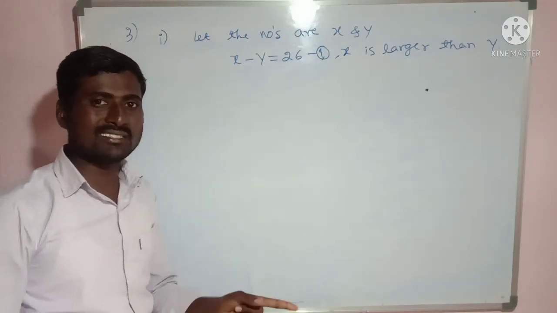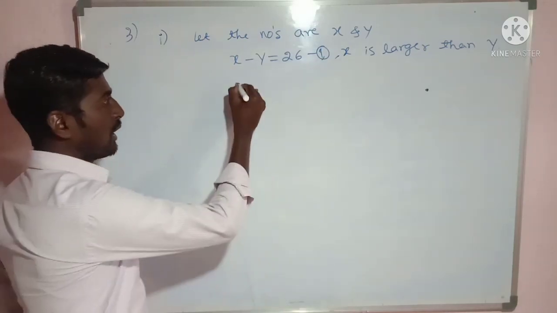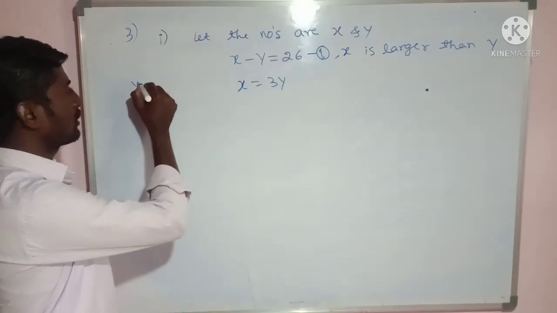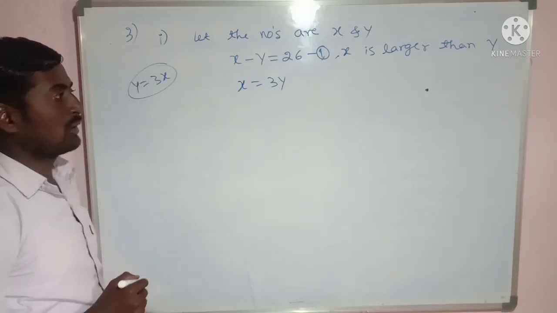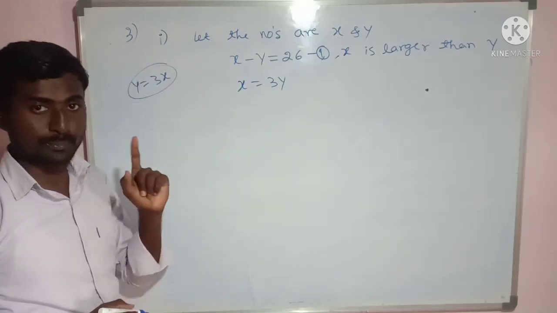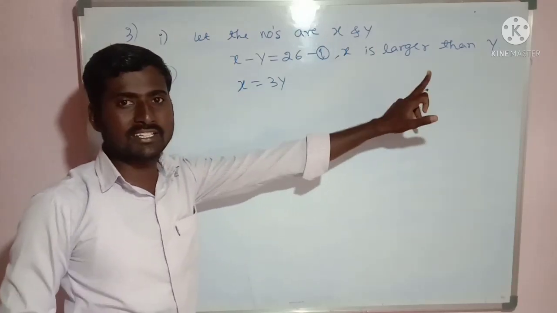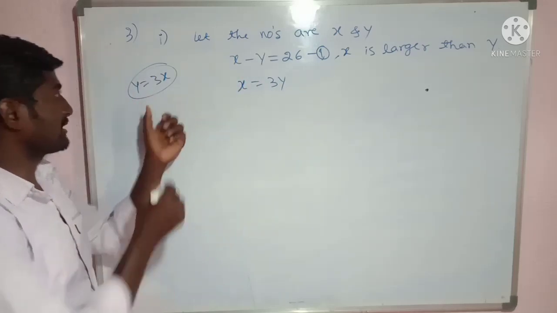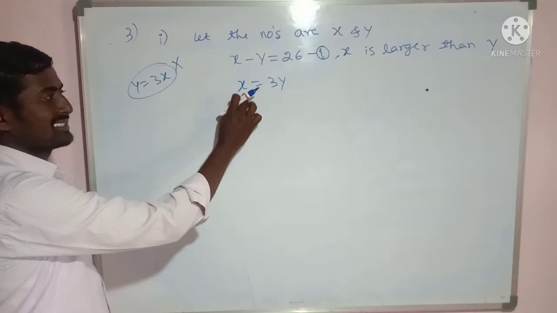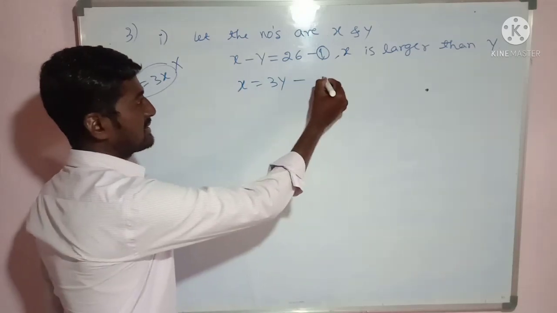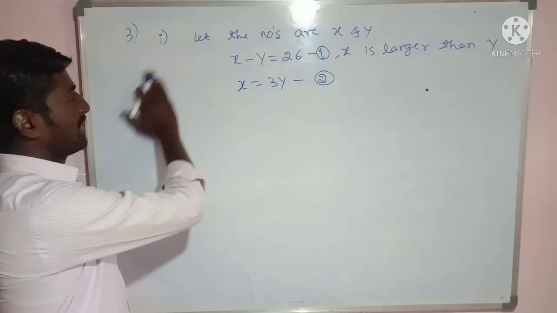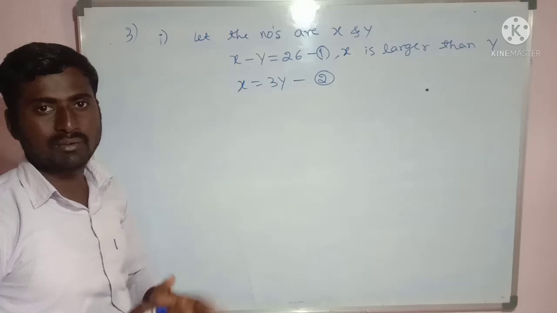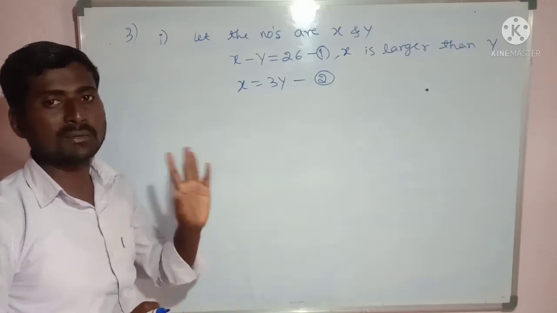And now one number is 3 times the other. Now I will write x is equal to 3y. But I have not written y is equal to 3x. Why is it? I don't want to take y equal to 3x because I have taken x as the larger number. 3 times of the smaller number will get the larger number. So this is not possible. This is possible because x is the larger number. So I will take this as equation number 2. Okay. Now I have to solve these two equations, equation number 1 and 2. You have to find the value of x and y by substitution method.